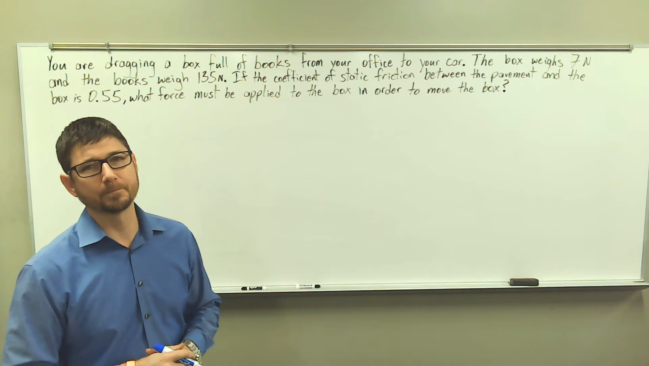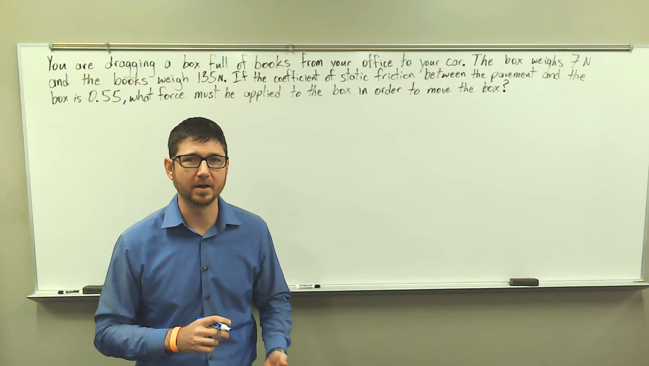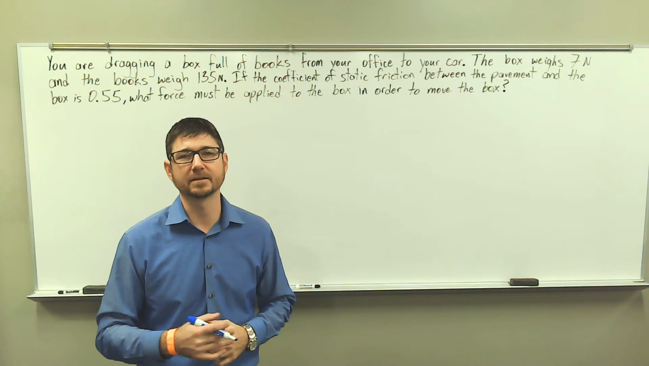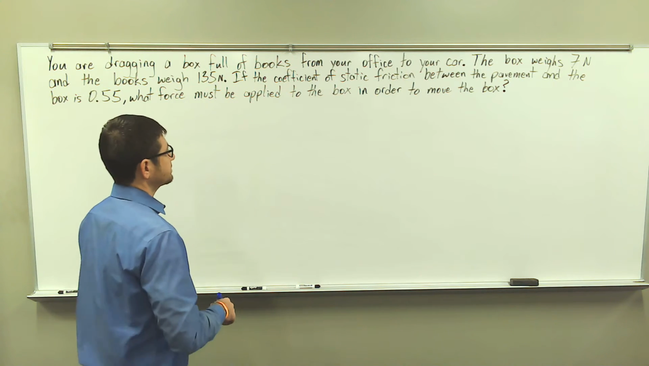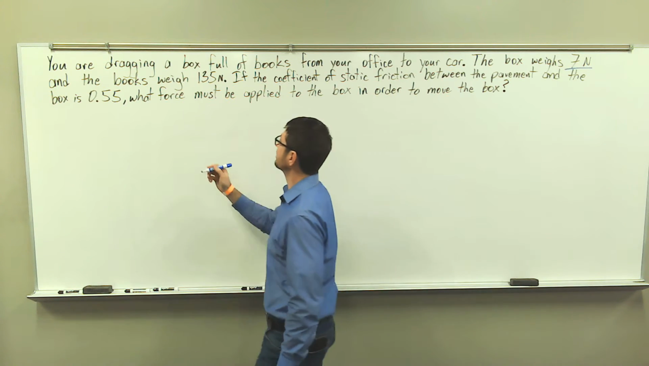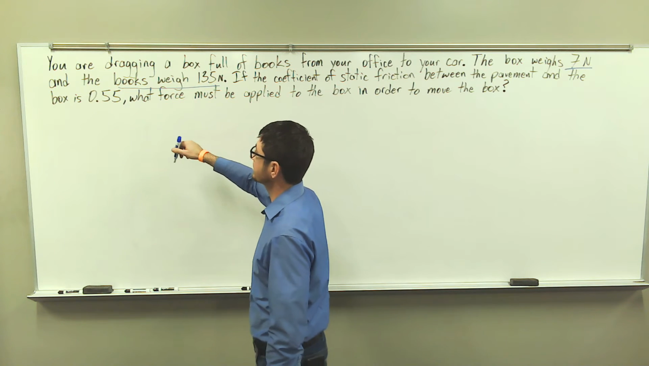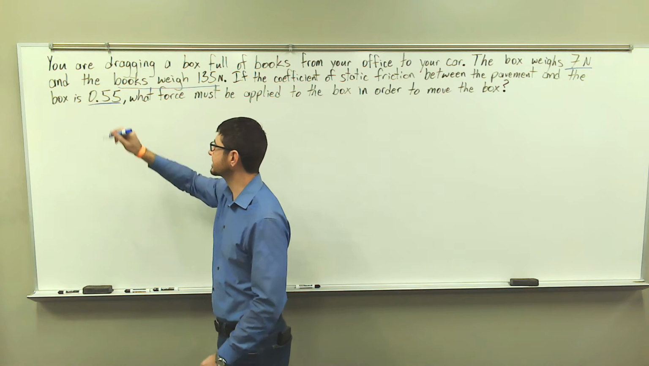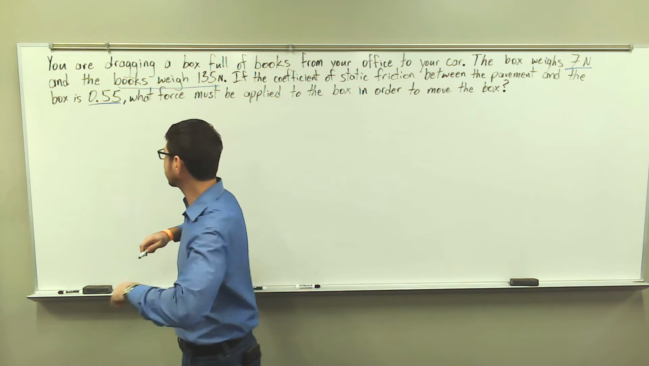Now, before we perform any calculations, let's go ahead and generate a column of knowns and unknowns. Let's draw a simple picture and then let's draw a free body diagram. Okay? So, the box weighs 7 newtons and the books weigh 135 newtons. And the coefficient of static friction between the box and the pavement is 0.55. So let's go ahead and record some values.